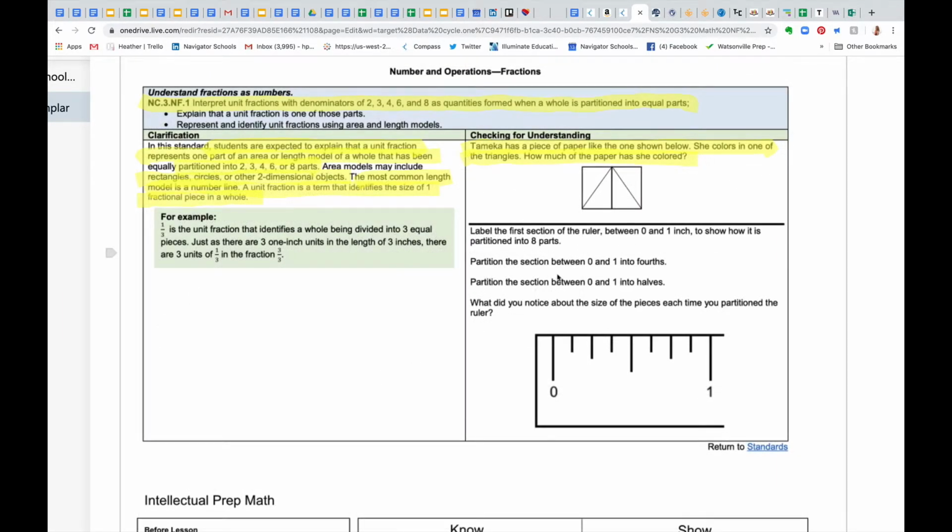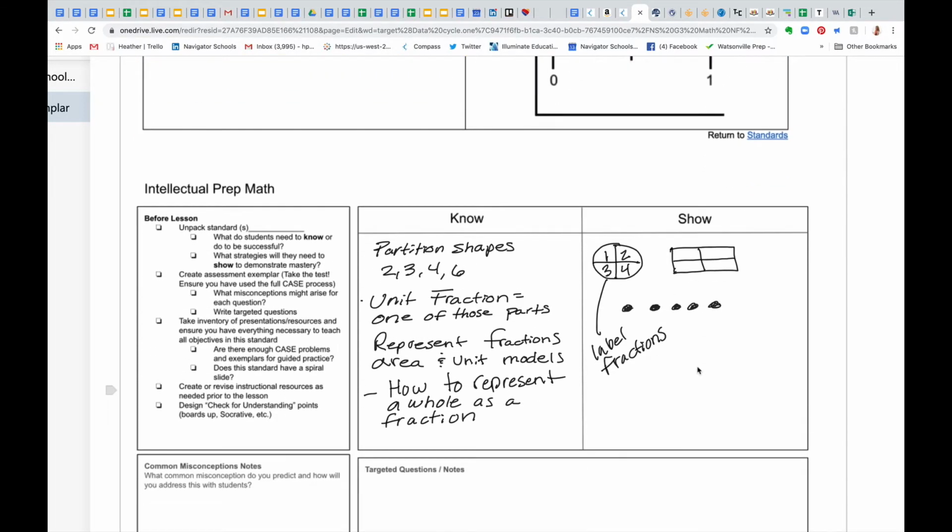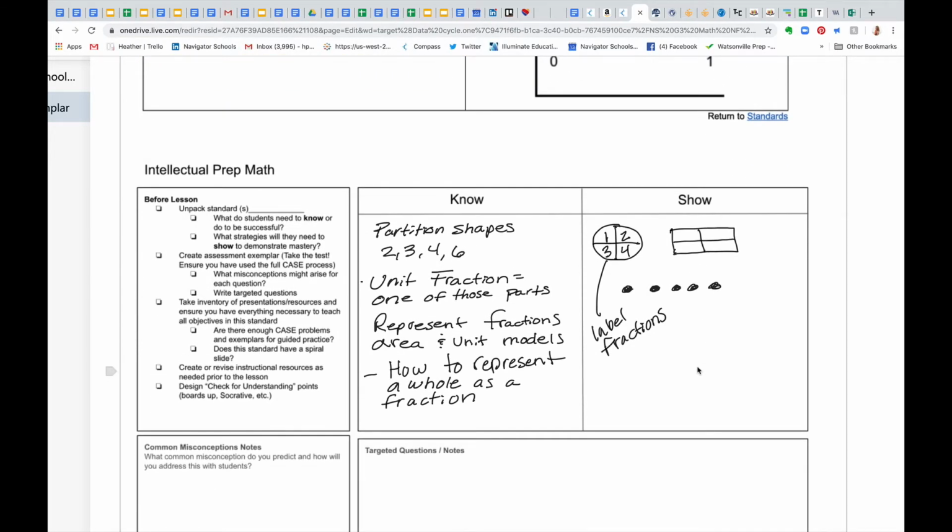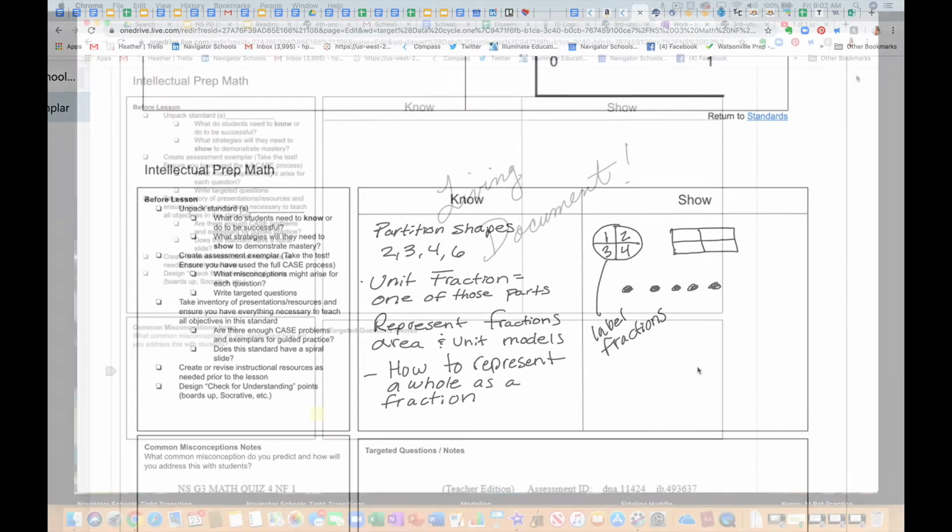I also see that they're using a number line as well. Even though this is a ruler, it can be considered a number line. So I'm going to go ahead and add that to my show document, that students may need to be drawing or utilizing a number line to represent a fraction.